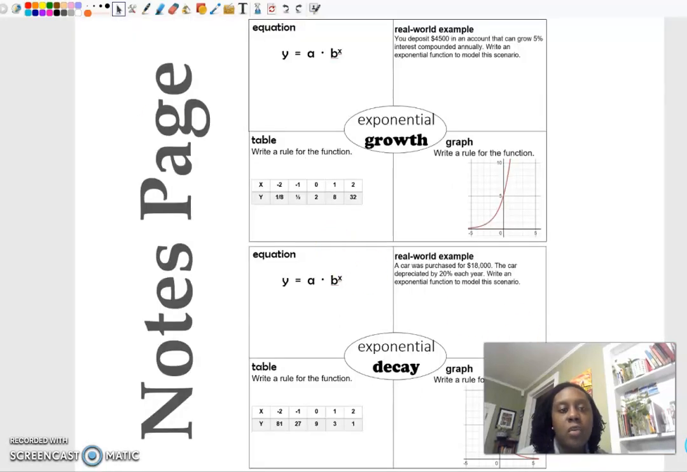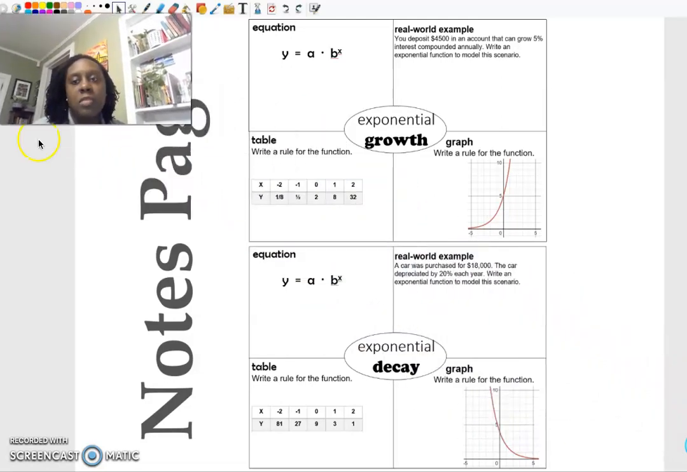The page in your notebook that you should look for is this one. I'm trying to move the little webcam box out of the way. So this is the page of notes that you should look for. It might either be two separate pages or it might be front and back. So just make sure that you have those notes before you continue the lesson.